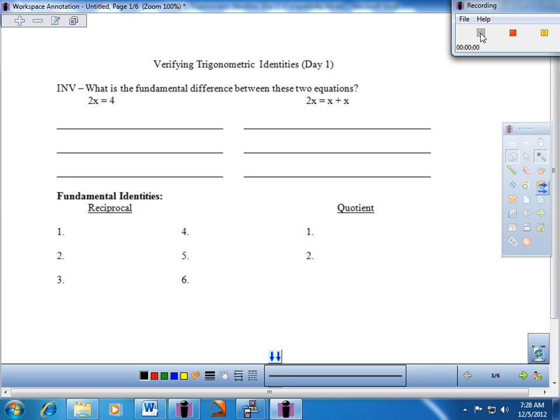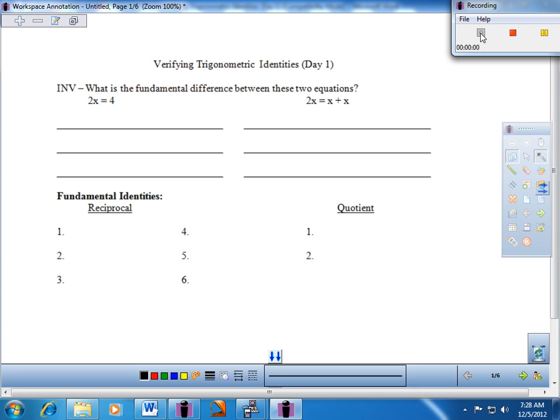Welcome. Today we're going to be looking at the notes worksheet entitled Verifying Trigonometric Identities Day 1. This lesson actually represents a pretty dramatic shift in our curriculum. It's the beginning of an entirely different unit. And so what we're going to try to do today is lay the foundation a little bit and show you what the expectations will be for the next few weeks.